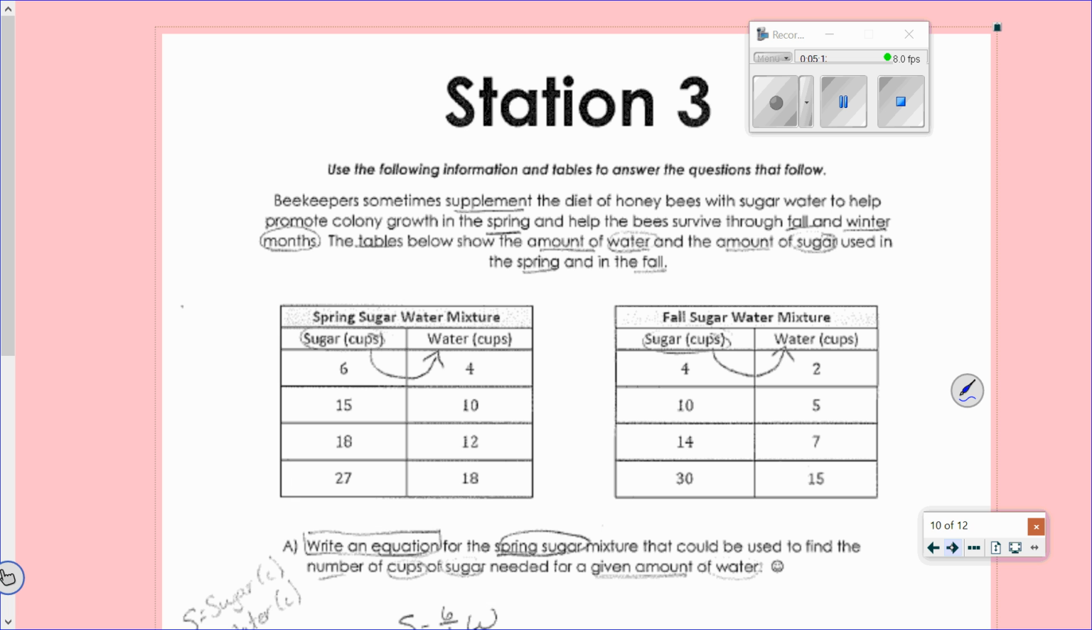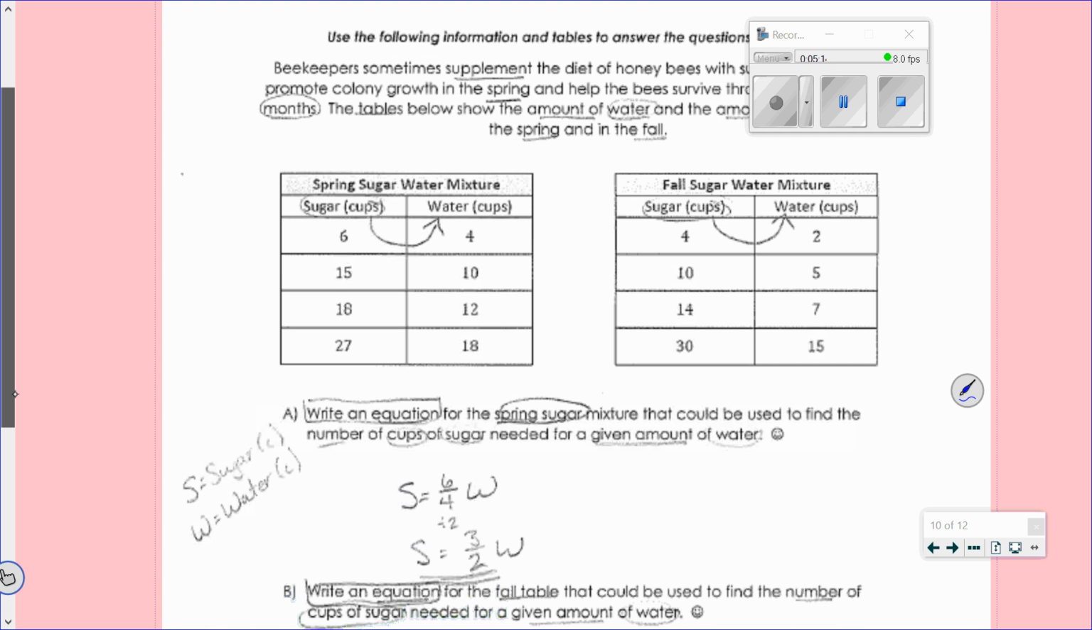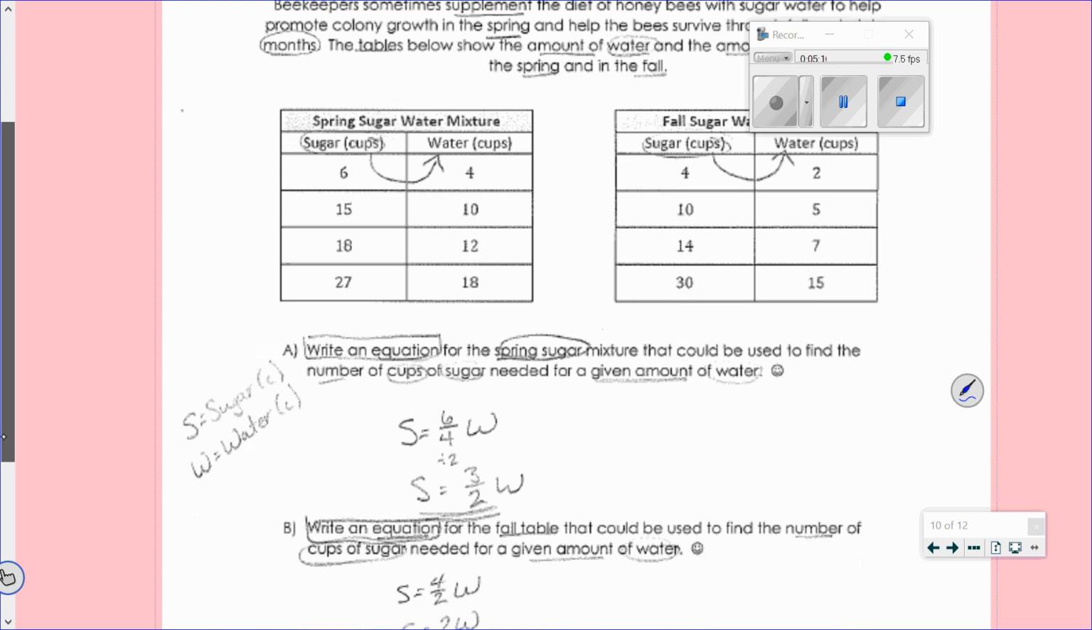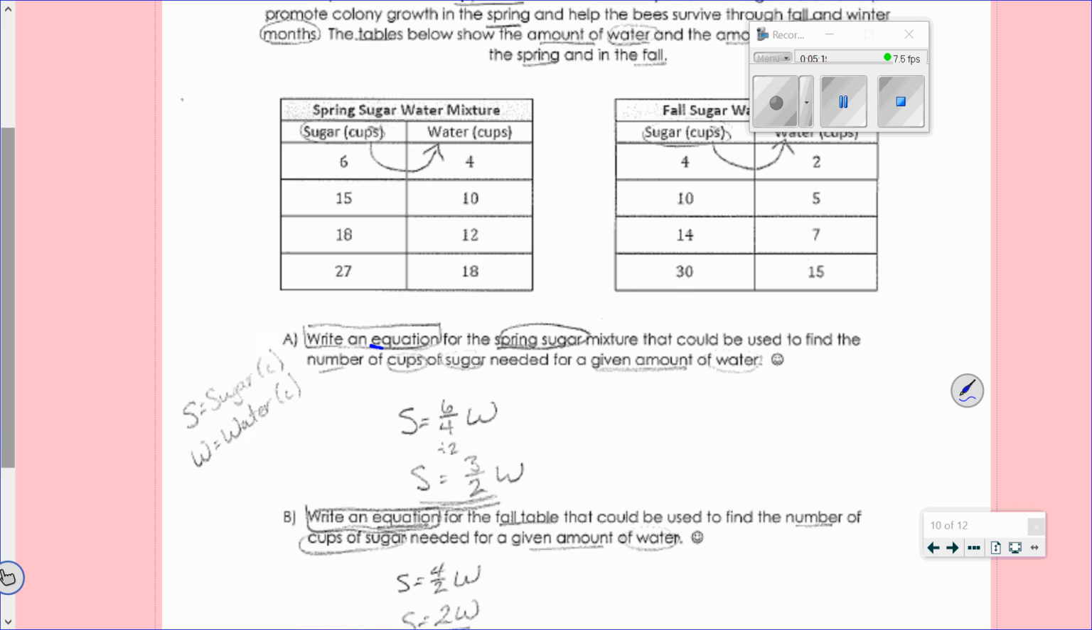Next page. Now you've got a couple of different tables. Okay? Write an equation for the spring. Pay attention to which table we're using. Pay attention to which equation they want. They said number of sugar for water. So that means I start at the S, go to the W.